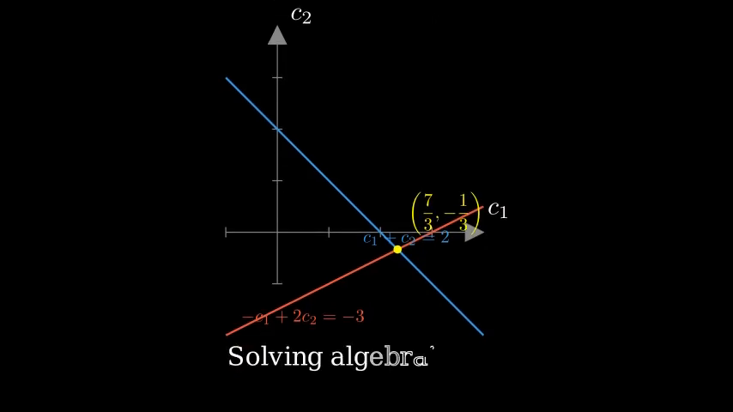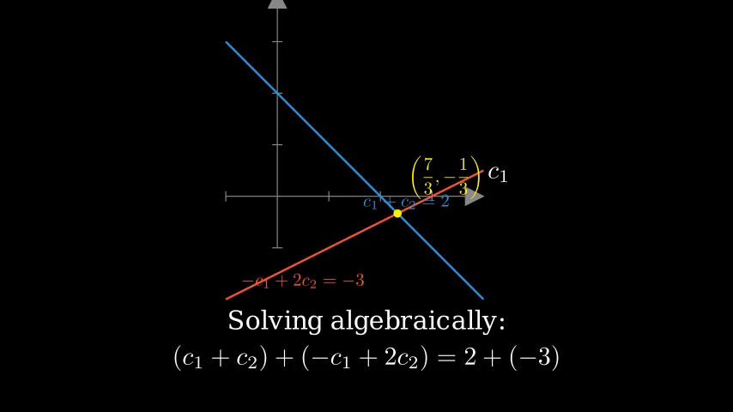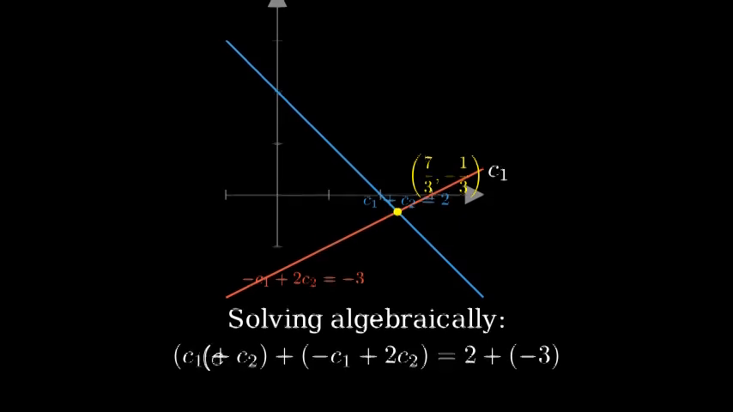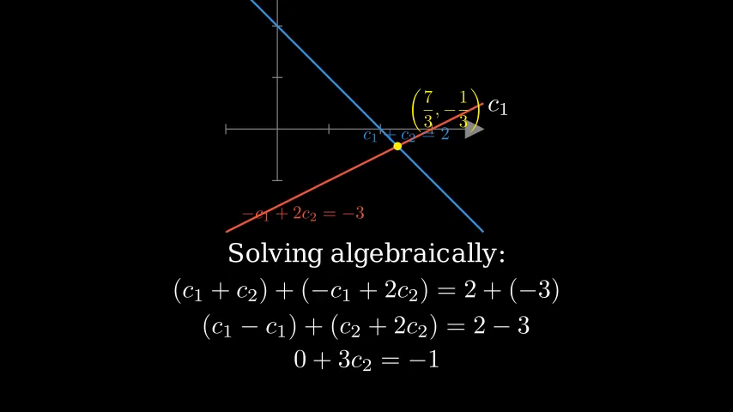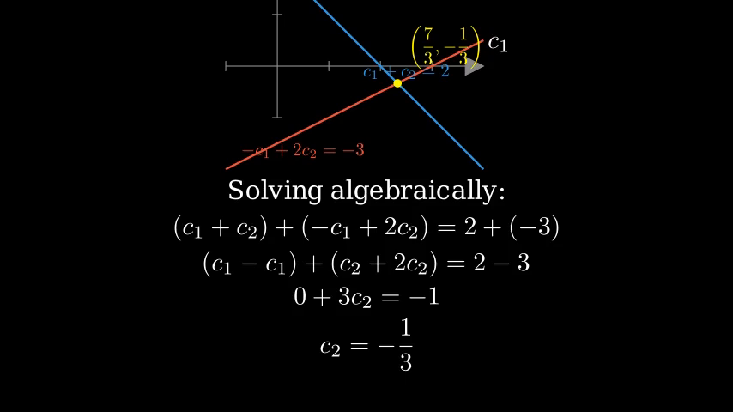Let's solve the system algebraically. We'll add the two equations to eliminate c1. c1 plus c2 plus negative c1 plus 2c2 equals 2 plus negative 3. The c1 terms cancel out, giving us 3c2 equals negative 1. Dividing both sides by 3, we get c2 equals negative 1/3.